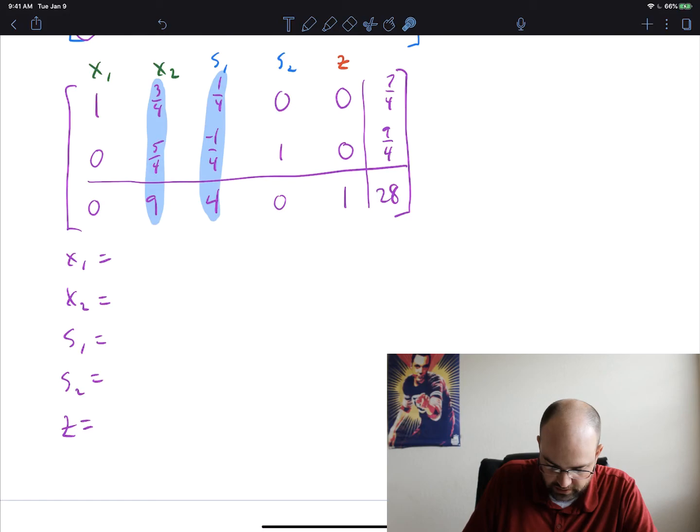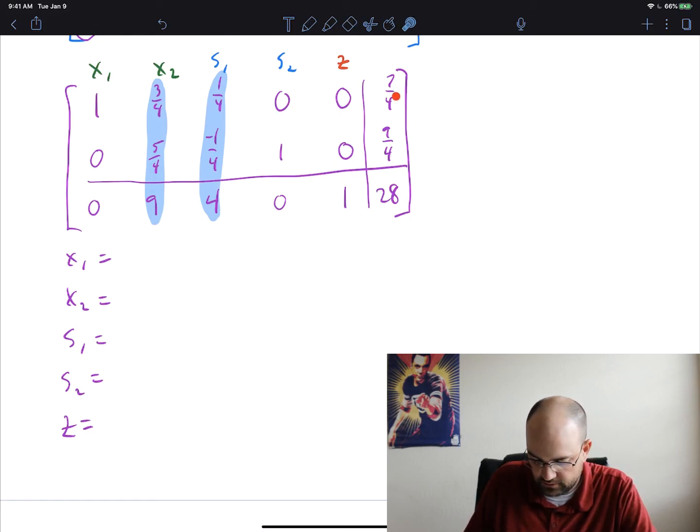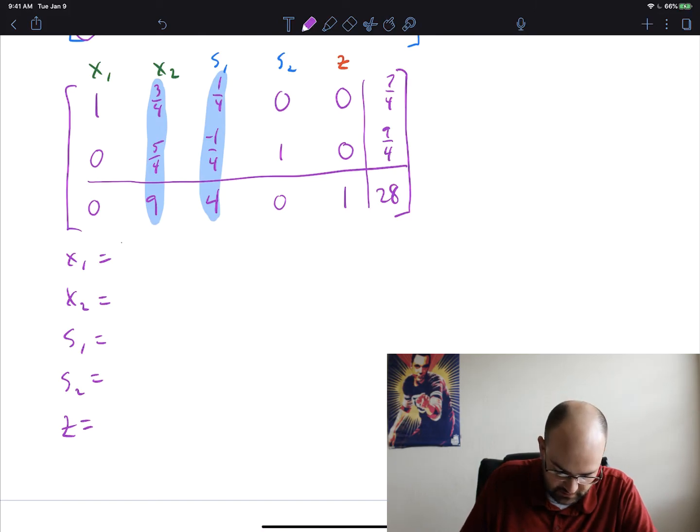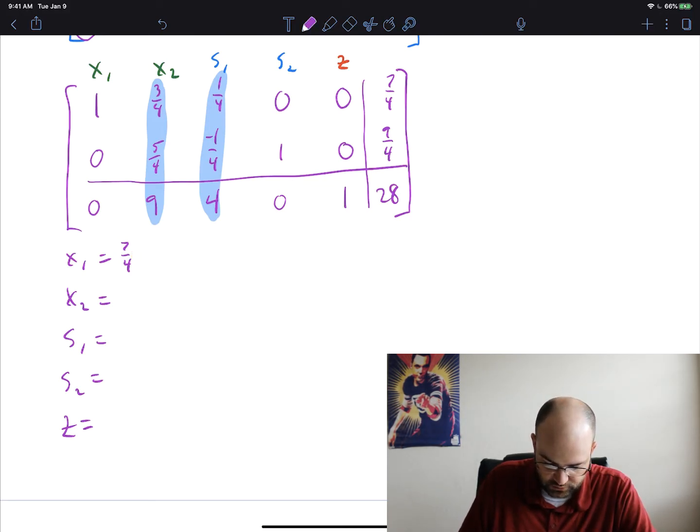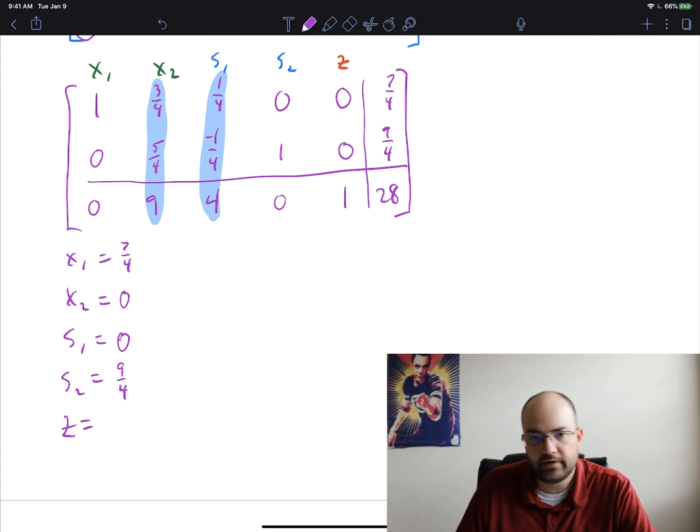So we have 1 x1 equals 7/4. Now, I'm not sure if my math lab wants it 7/4 or 1.75, whichever one it asks for. I'm going to go ahead and put 7/4. So whatever x1 was representing, we need 7/4 of them. x2 is 0. s1, 0. s2, we have 1 s2 equals 9/4. So whatever s2 was representing, there are 9/4 of it left over.